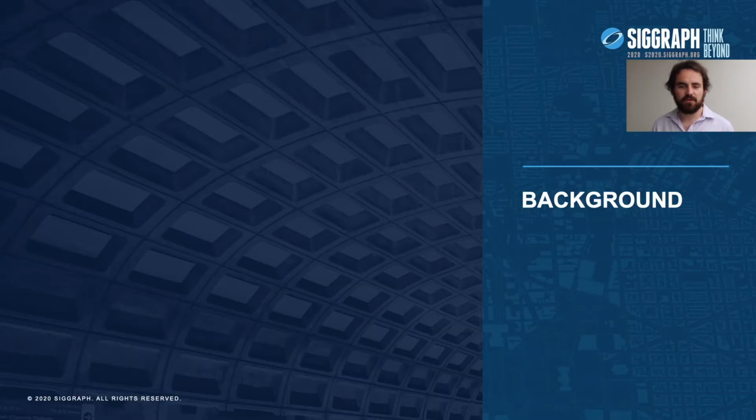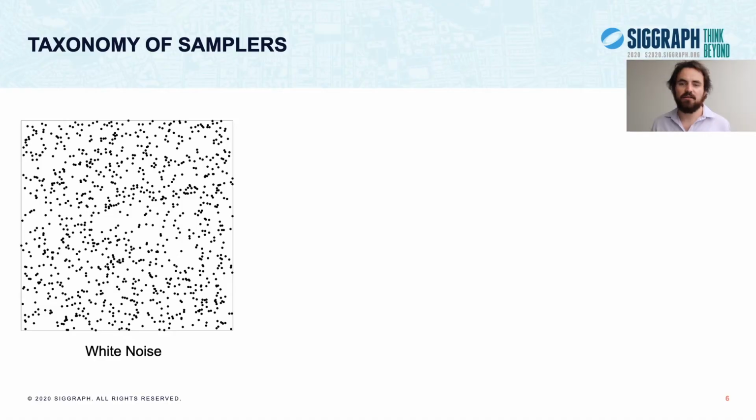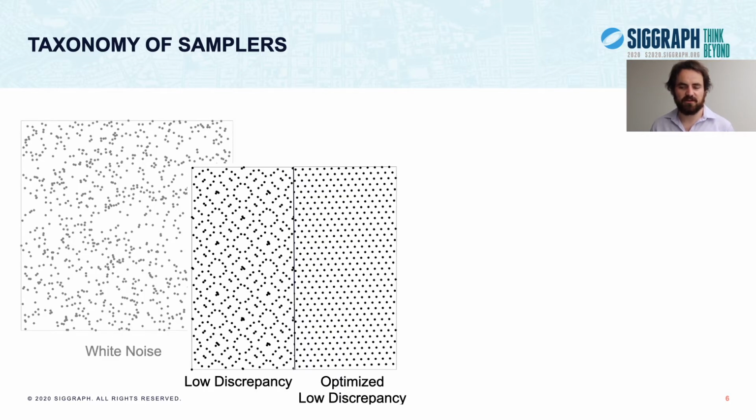So let's talk a bit about samplers. White noise sampling, that is pure stochastic sampling, works in any dimension but has a really slow convergence rate. Then we have low discrepancy and optimized low discrepancy samplers. They work in pretty much any dimension and have a great convergence rate, but they sometimes generate some artifacts because of their alignments.